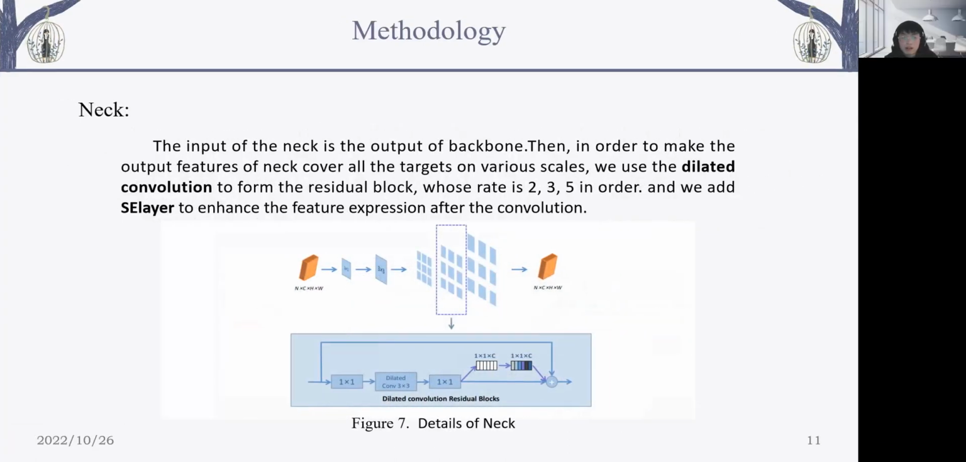The input of the neck is the output of the backbone. Then, in order to make the output features of the network neck cover targets on various scales, we use dilated convolution to form the residual block, whose rates are 2, 3, 5 in order, and we add SE layers to enhance the feature expression after the convolution. If you want to know what dilated convolution or the SE layer is, you can find the answer in the reference section.